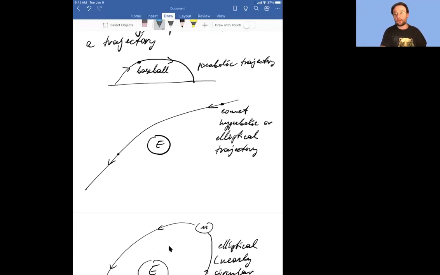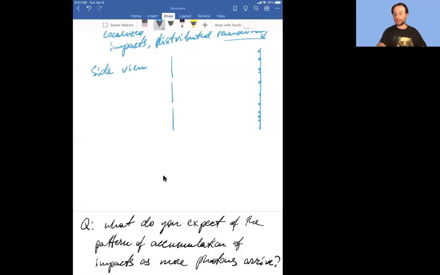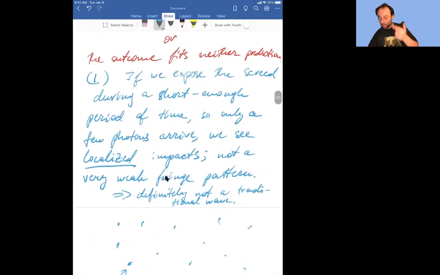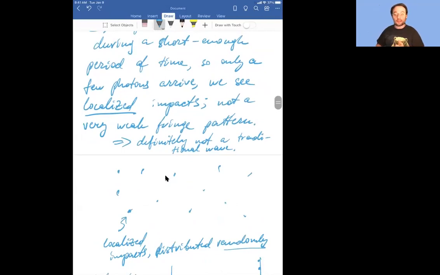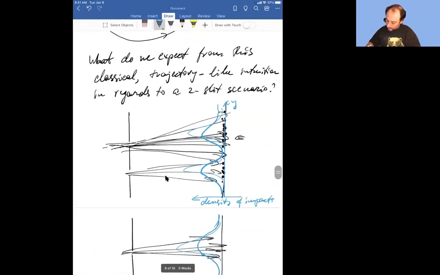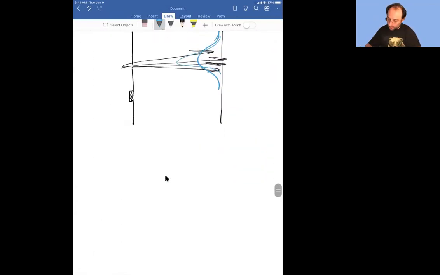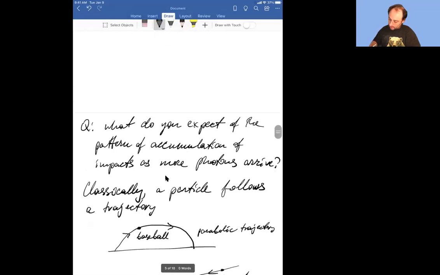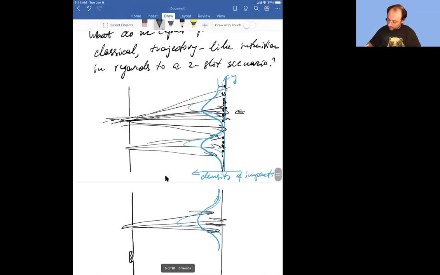So now I'm going to continue telling you the story. Point number one, I gave you the first piece of evidence that when we expose the screen for a short period of time, we get particle-like impacts that support the particle picture. That's point number one. Now I said, what happens if we keep accumulating these things? Now I will tell you what happens. This was an aside, and now point number two.